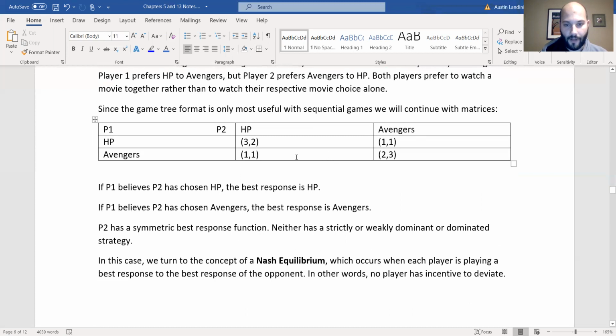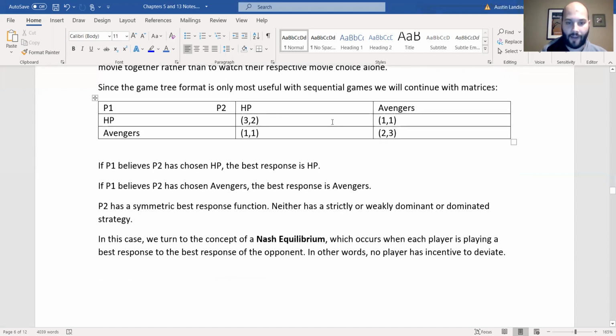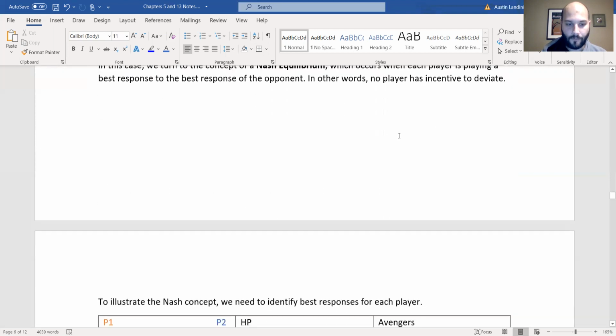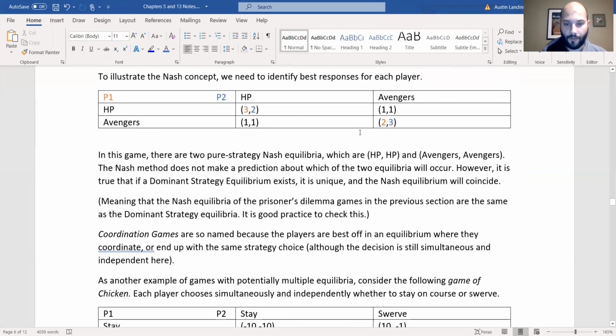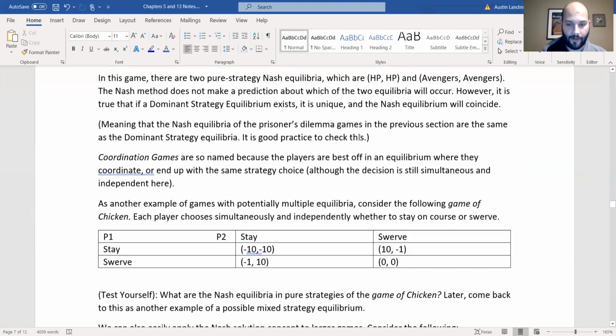Right, but here, because we do not have dominant strategies, our dominant strategy would not be able to rule out any of these, and our Nash equilibrium basically rules out these two right here. So we've got what we call a coordination game. All right, two pure strategy Nash equilibria.